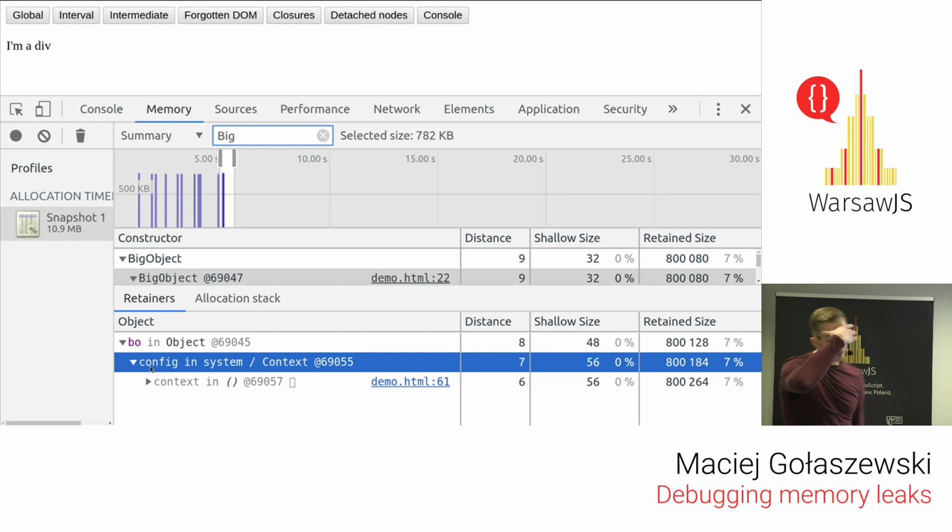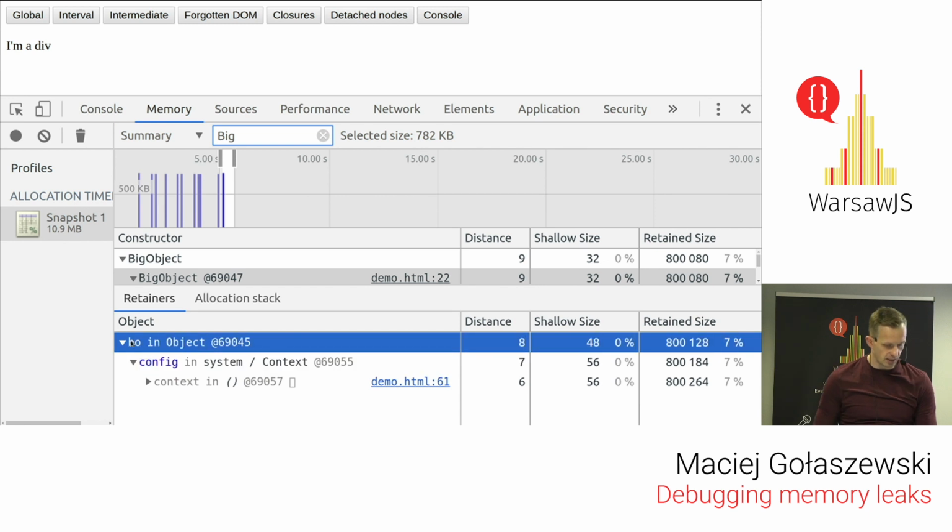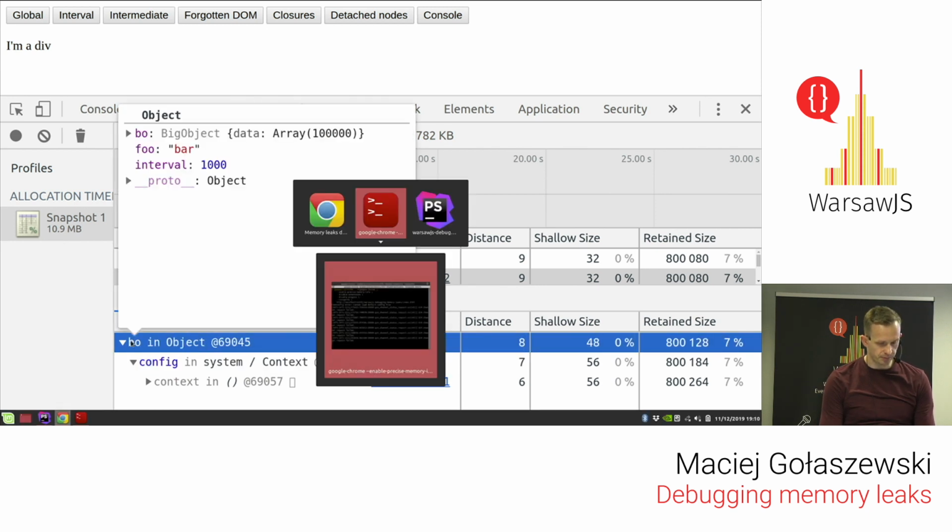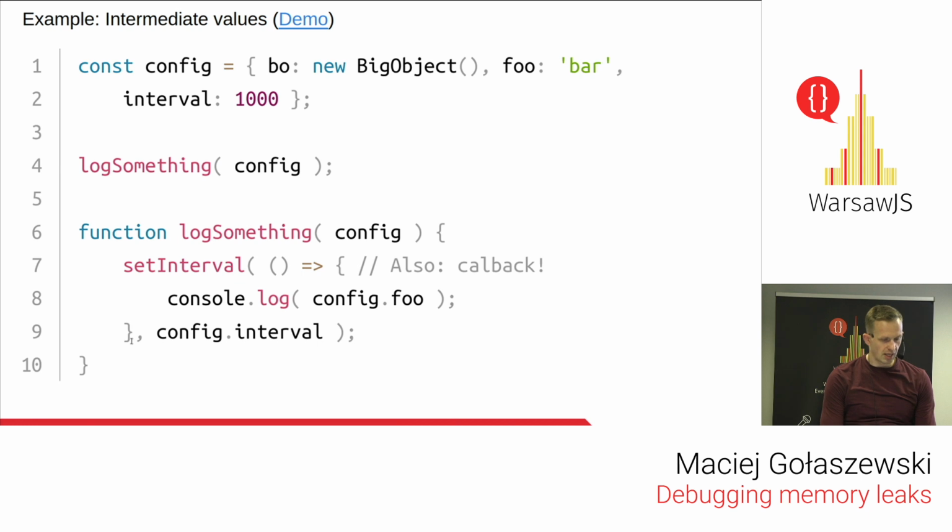I see that here it is retained by a config, retained by config and in big object property. This is something to avoid: when you are not needing every property from an object, it is better to pass only the values that are needed.